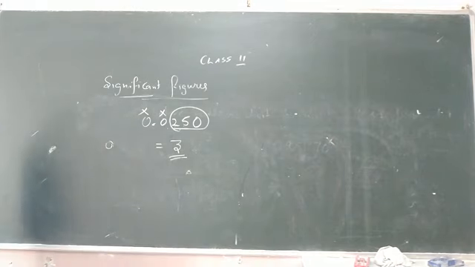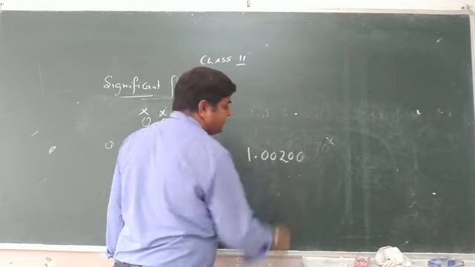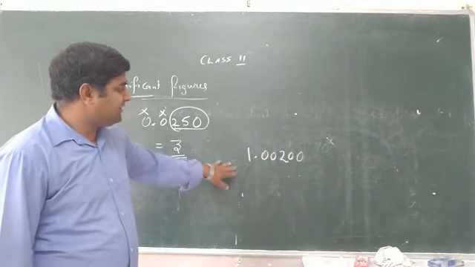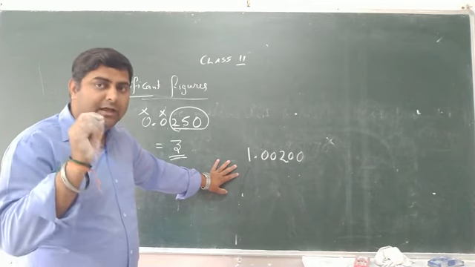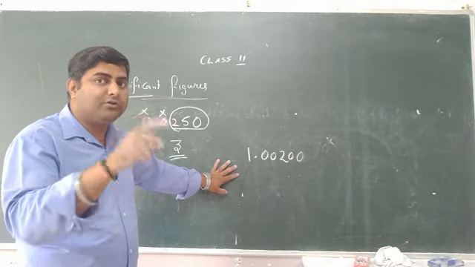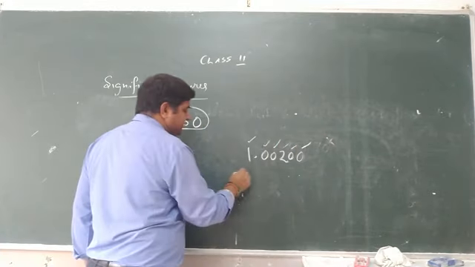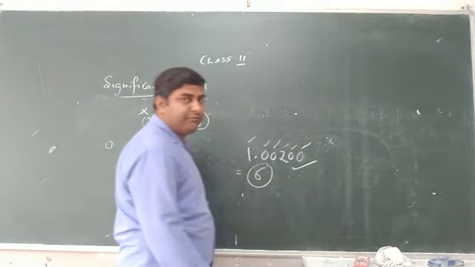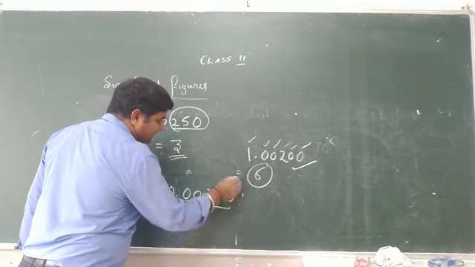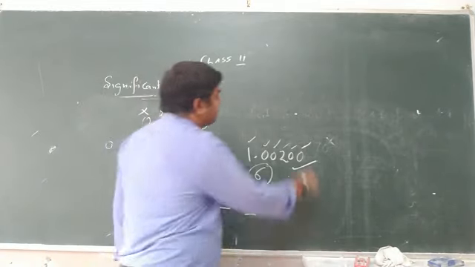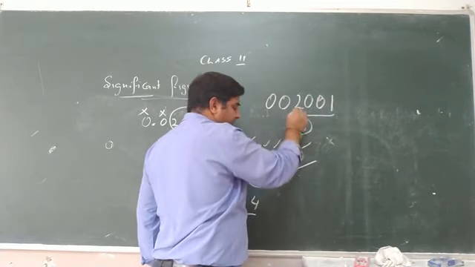Now, let us move towards another example. We take 1.00200. How many significant figures does this number have? Keep in mind the zeros after a non-zero digit are always significant, and after the decimal the 0 which comes after a non-zero digit is also significant. So here 1, 2, 3, 4, 5, 6. So it has 6 significant figures. If we write 0.002010, how many significant figures? It has 4. If we write 0.002001, it has 4 significant figures.